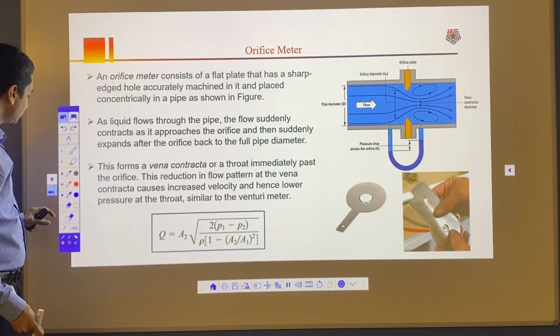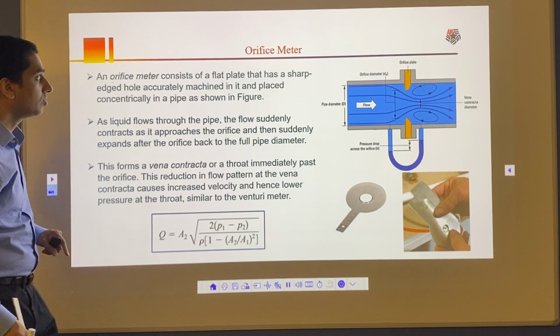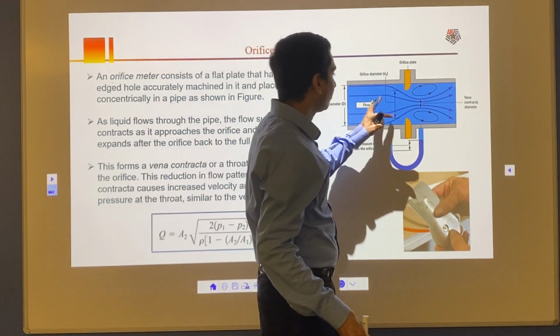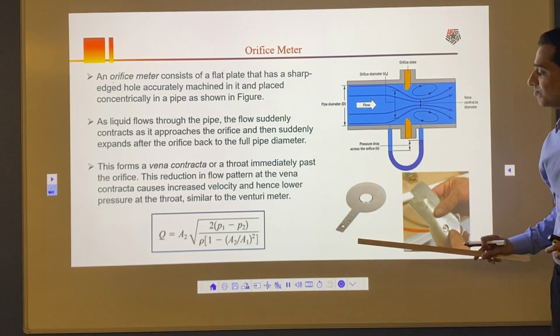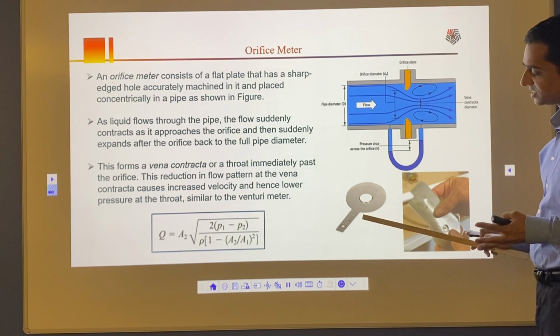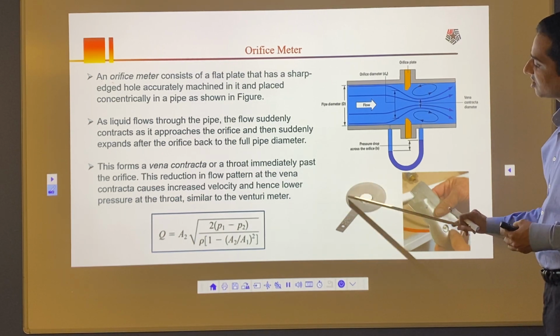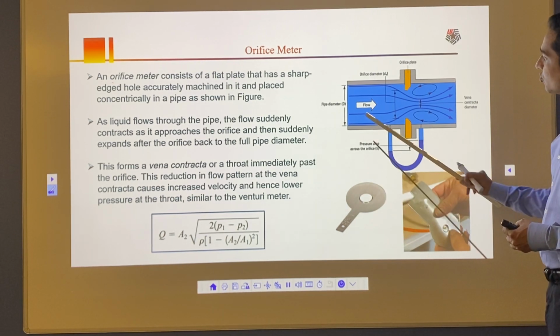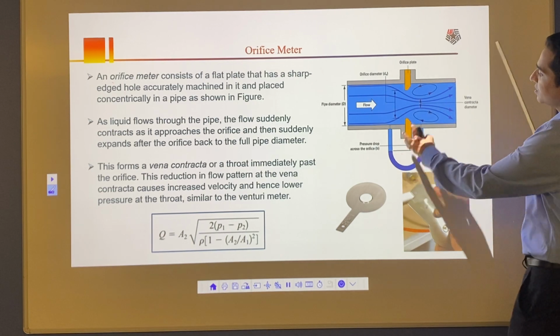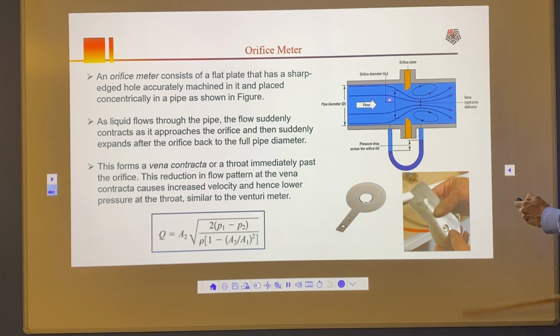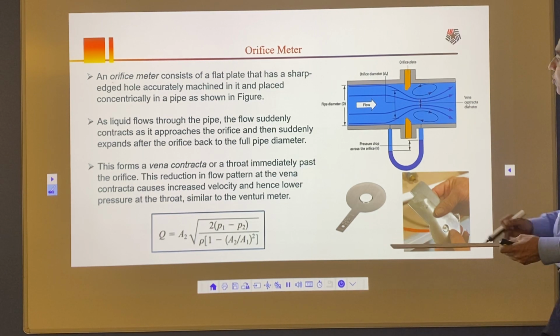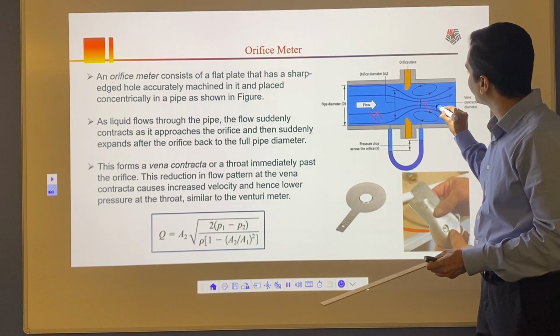The first differential pressure flow meter is the orifice meter. The orifice meter is one of the simplest and cheapest devices. In this device we have this kind of orifice plate. We have a pipe in which I'm going to put this plate. As my flow comes from this side to this side, velocity is going to increase and pressure is going to decrease. So I'm going to get high pressure here and low pressure here.